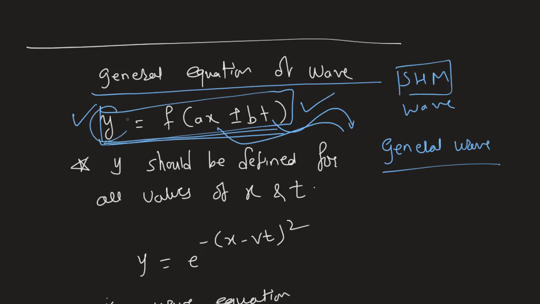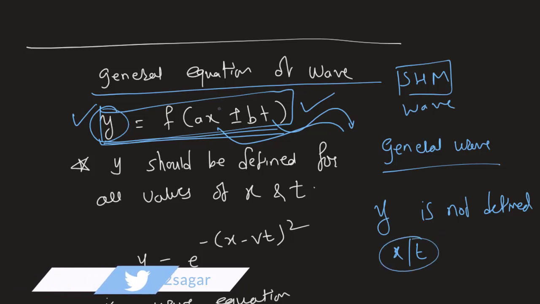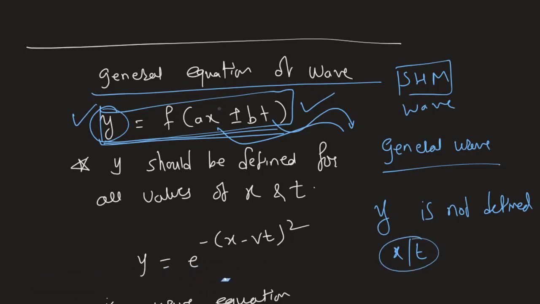the value of y should be defined. If y is not defined for some values of x or t, then that will not be an equation of wave. Okay, so that condition you need to remember.